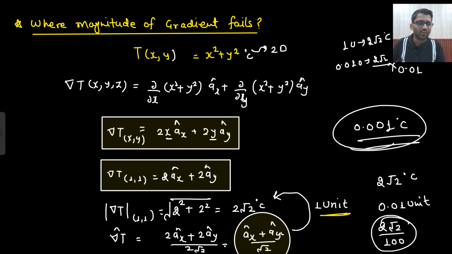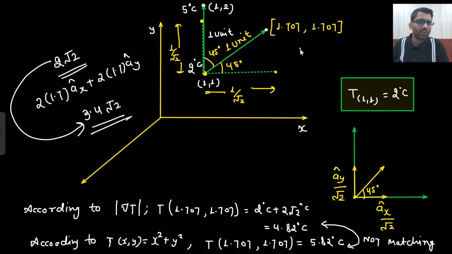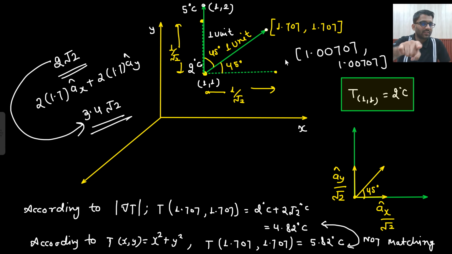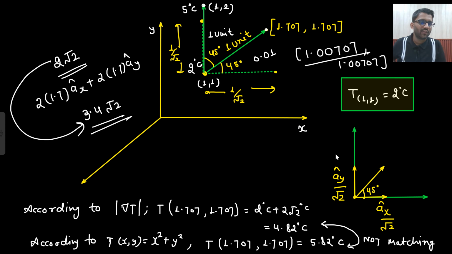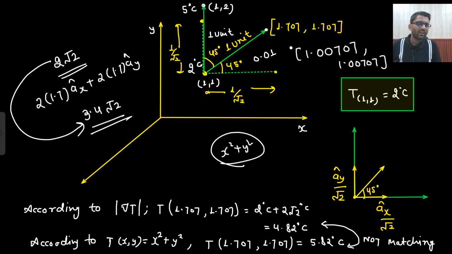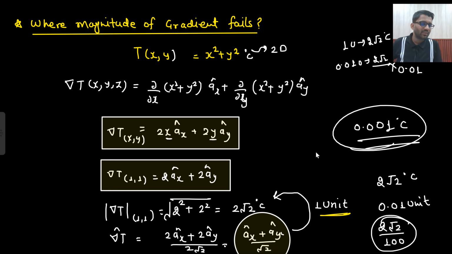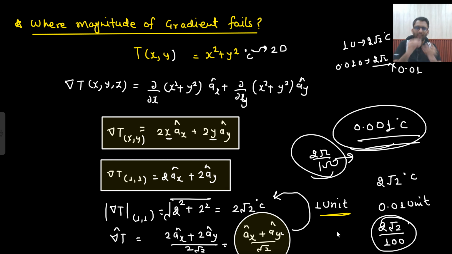So now what you need to do, you walk from 1, 1 to 1.00707, 1.00707. Because you are walking for 0.01 unit, you will reach this point. Then you calculate the temperature according to the function given, x square plus y square. Then according to the theorem, how much change will be there? 2 root 2 divided by 100. So according to the theorem also you calculate the temperature. You will get approximately the same temperature there.